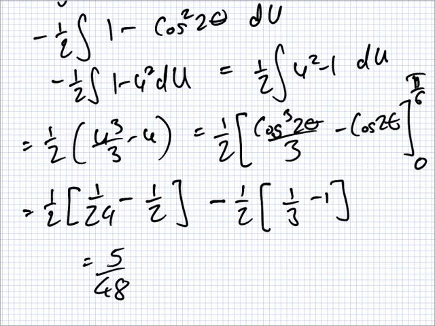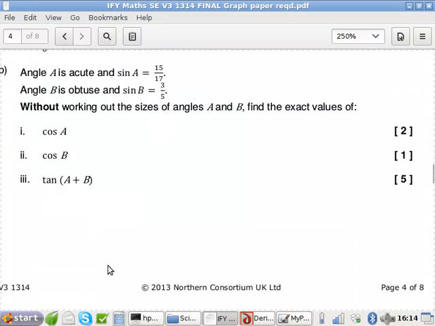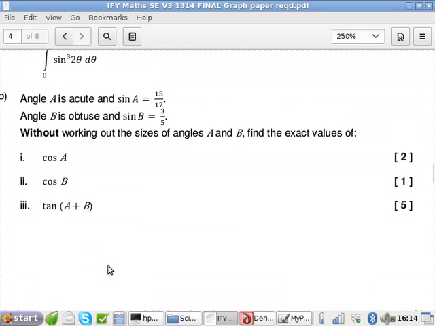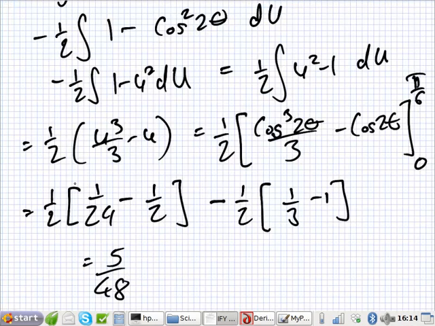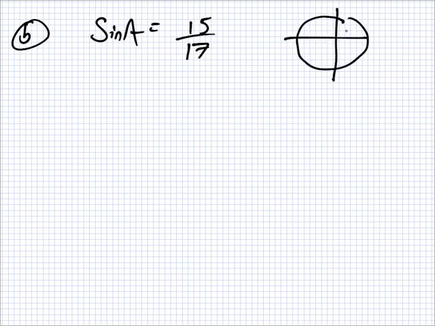Okay. The next part, super easy. Just write down sine A, sine B, and please note that A is acute and B is obtuse. So what's sine A? Sine A is 15 over 17. And is it acute or obtuse? Acute, so it must be in the first quadrant.